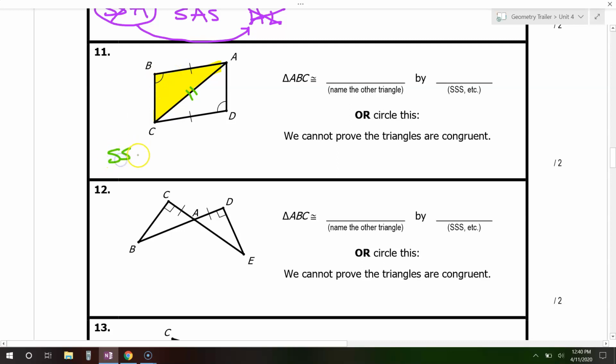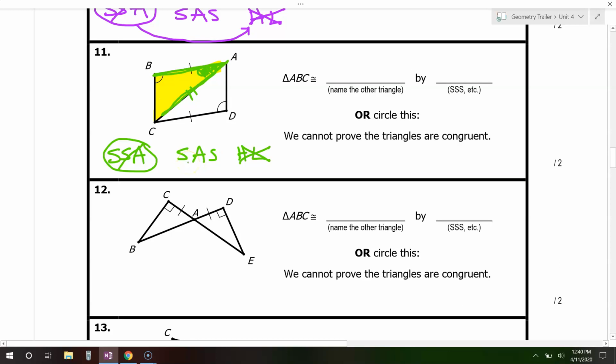So either this is side-side angle, which is not a thing, or it is side angle side, or it is hypotenuse leg. Hypotenuse leg is only for right triangles, so it's not that. For side angle side, the angle has to be between the two sides. That is not what's happening here. Here's one side, and here's the other side. This would be the angle between them up here. But the angle that's marked is something different. So it's not side angle side.